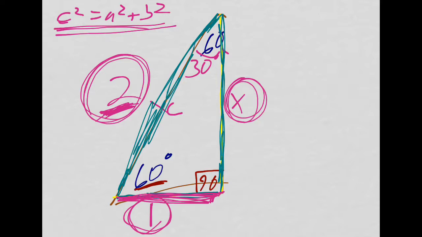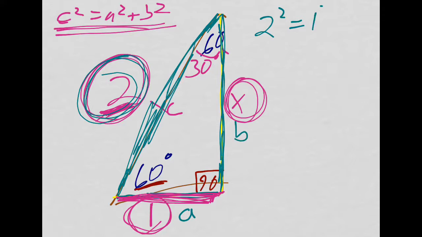Okay, so we can do that by our c squared equals a squared plus b squared, our Pythagorean theorem. Now we know that our c squared is 2, so I'm just going to say 2 squared equals, and let's just say that this guy, number 1, is a and x is b over here. Well, a squared is 1 squared plus b squared. And so let's square all these guys out. 2 squared is 4 equals 1 squared is still 1 plus b squared.